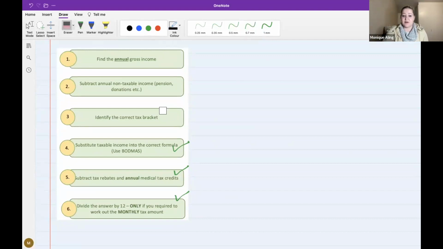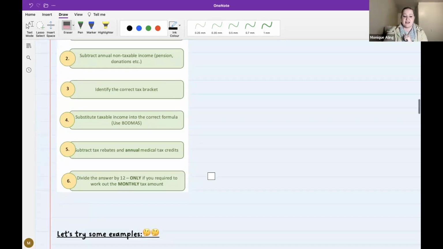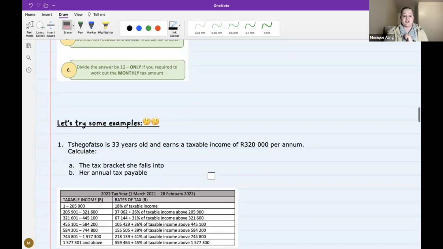Okay, so it's just a little bit of information overload at the moment, just a little bit of revision on how we do things. First step is always checking, do we have taxable income or gross income? If we have gross income, we need to work out our taxable income. So we minus the pension, RA, donations. Then we can go look at the tax bracket and then we work out the tax from there. So let's try a few examples.